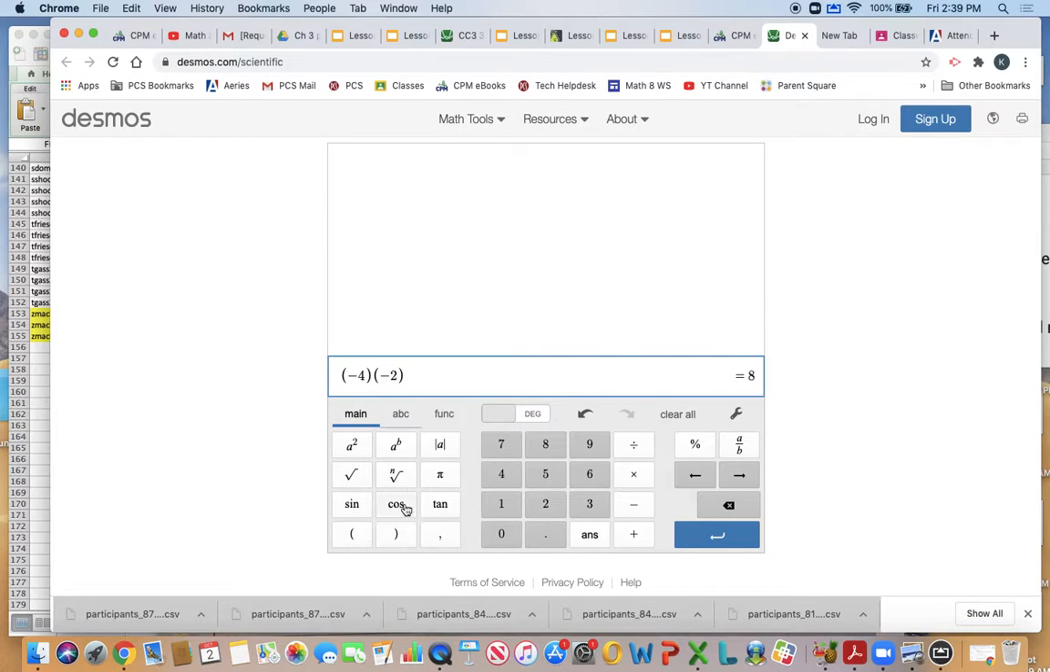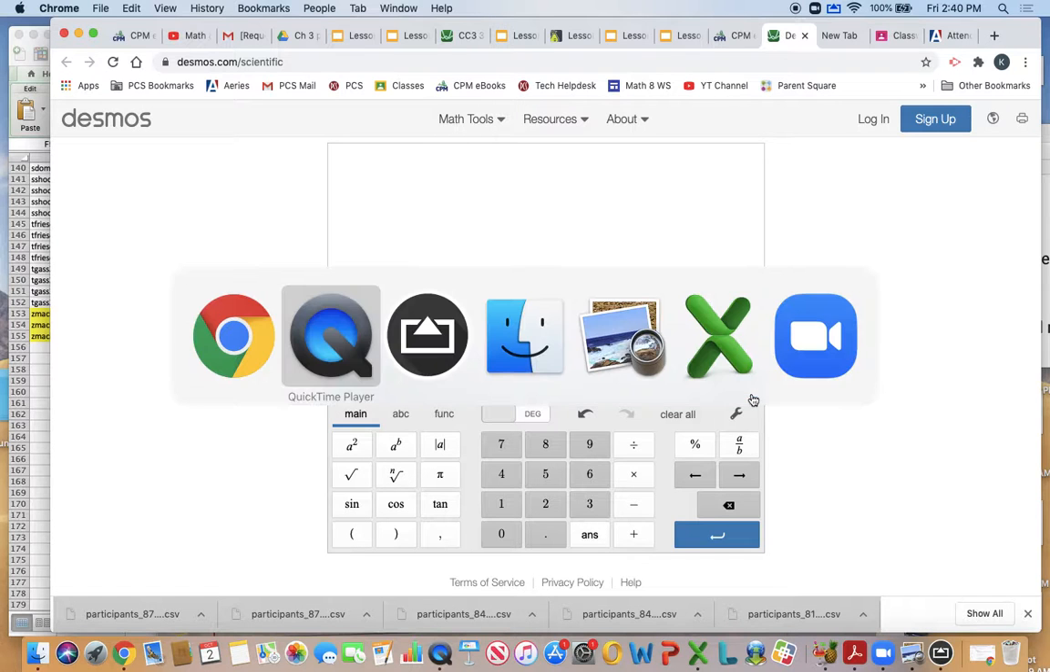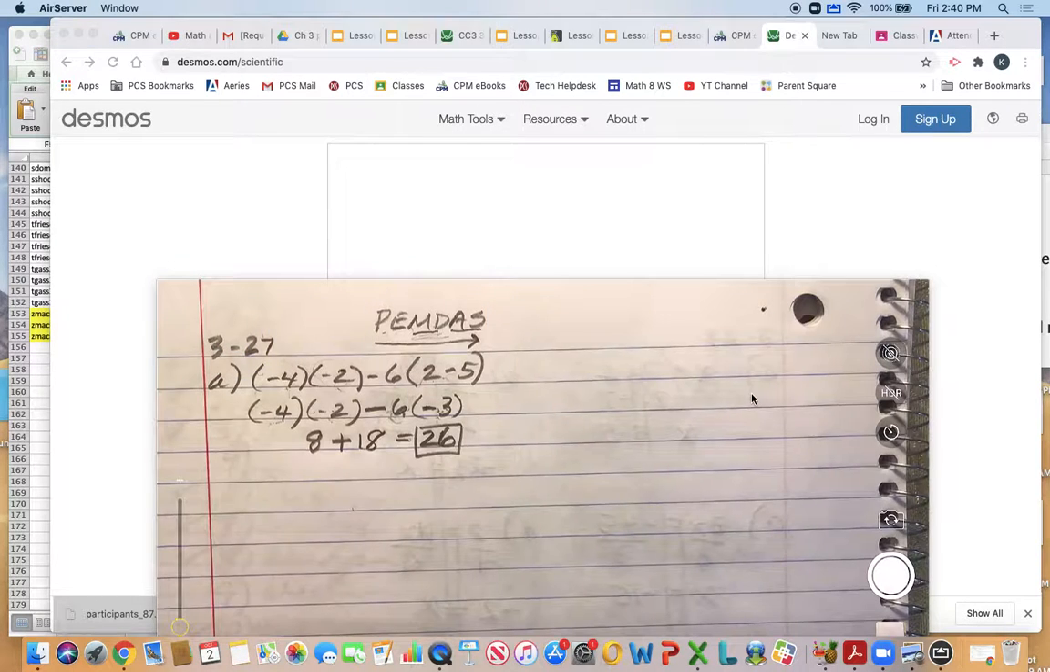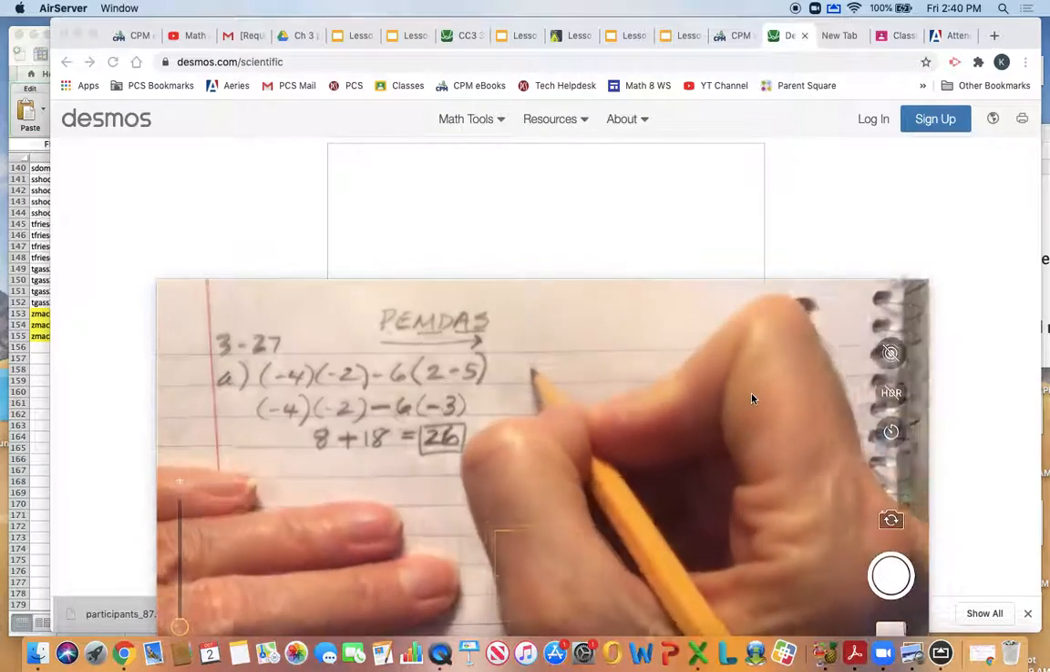And then we've got the negative sign, -6, and then more parentheses. And inside that, 2 minus 5, and the other side of the parentheses. So once you're finished typing in your expression, you can see what the answer is over here, 26, which is exactly what we had. Okay, so let's do the next problem, which is B.